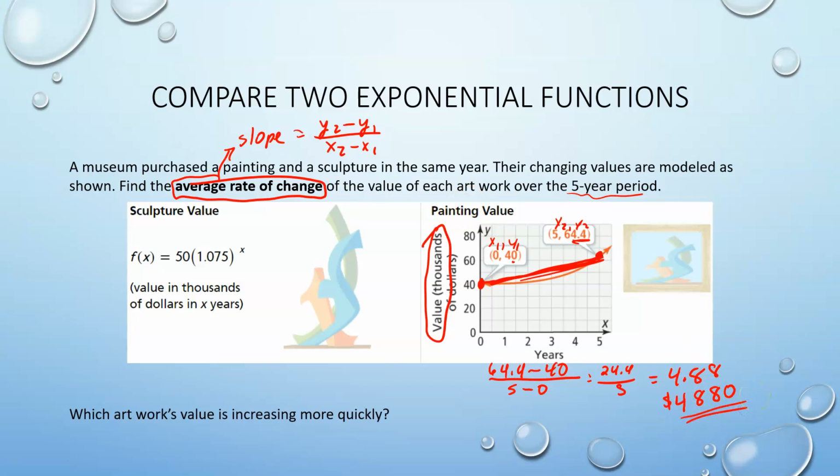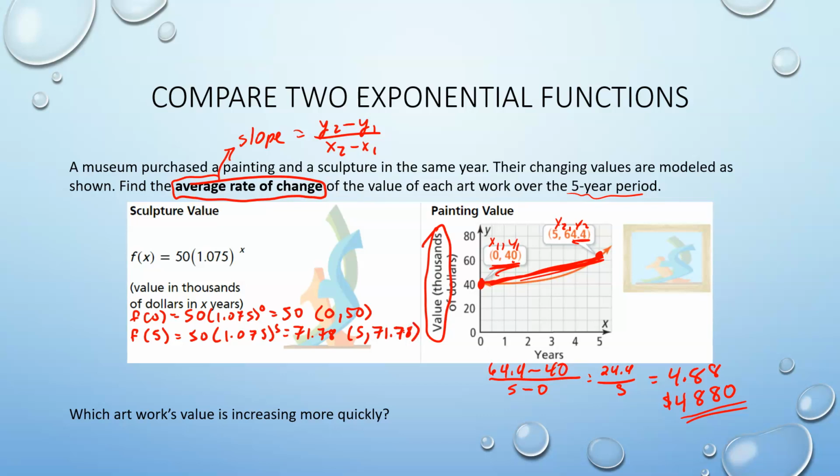Now the sculpture, good or bad, they give me in function notation, which means I actually have to find the value of the sculpture at time 0. Type that into my calculator and I get 50. That means the first starting point is (0, 50). So you actually have to calculate the points that they gave you in the other. And then I want to find the value 5 years later. So I would do f of 5. 50 times 1.075 to the 5th. When I type that in, I got 71.78, which means my second point is (5, 71.78).